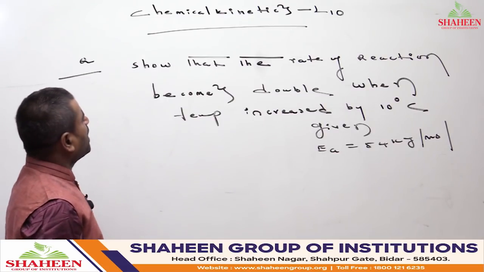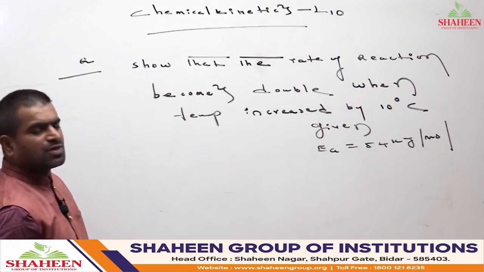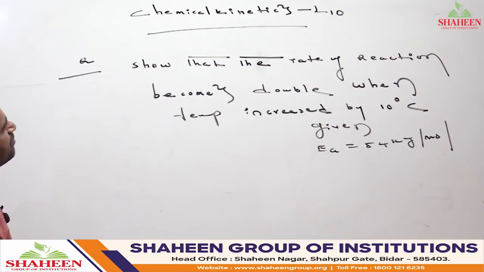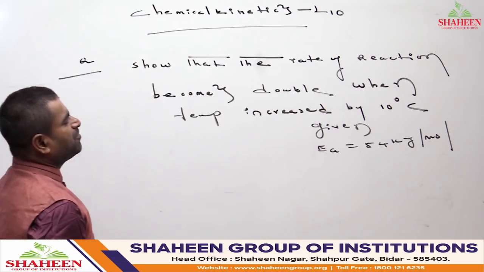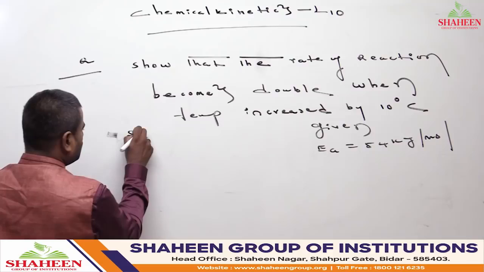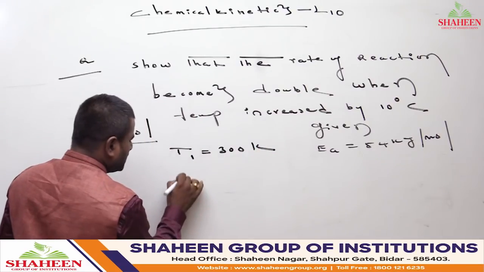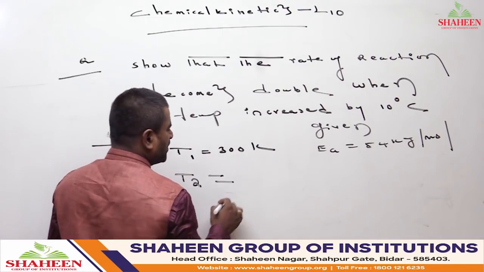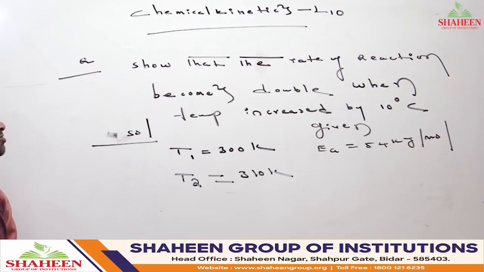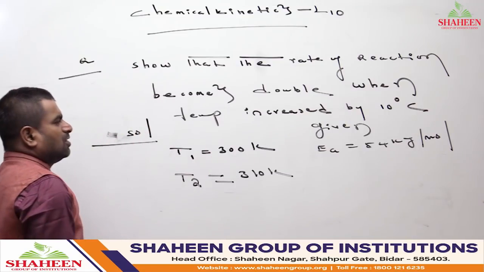First problem I am going to discuss. Show that the rate of reaction becomes double when temperature is increased by 10 degrees Celsius. Activation energy is given as 54 kilojoules per mole. Suppose temperature T1 is 300 Kelvin. The temperature increases by 10 degrees, or 10 Kelvin, so we take 310 Kelvin. We need to show that the rate of the reaction doubles when the temperature increases every 10 Kelvin.